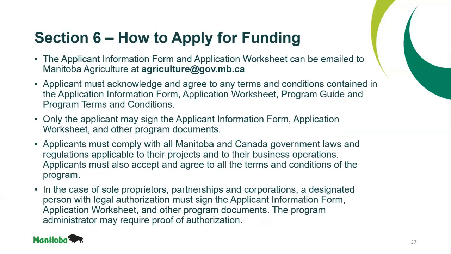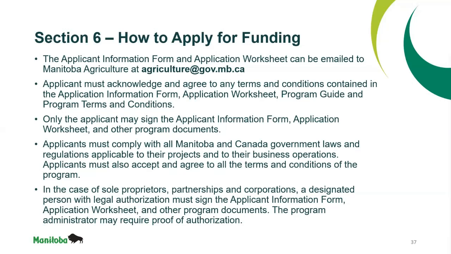I've mentioned now two different forms, the application information form and the application worksheet. I should clarify that the application information form is a really short form where you just provide your basic contact information, location, address, those sorts of things. The application worksheet is the actual document where you would tell us about your project, about who you're selling to, about your sales, your marketing plan, all the different things that we've mentioned would be included in your application. So that's what those two documents are.